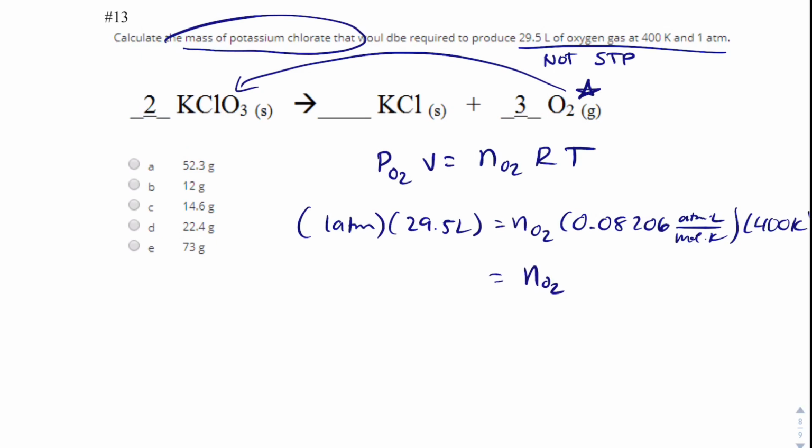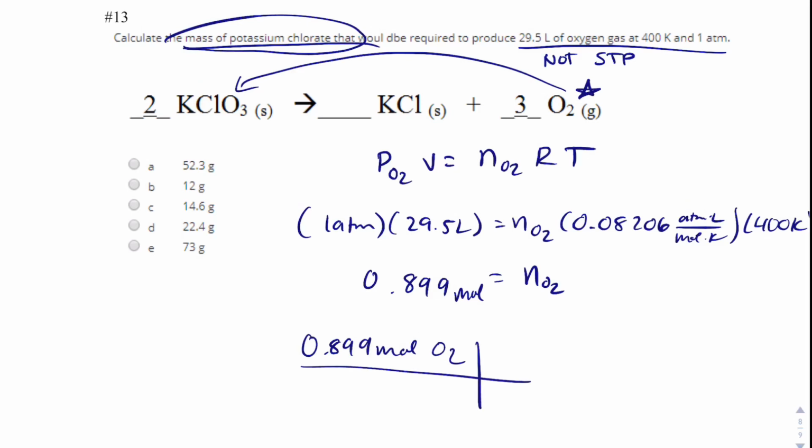Again, I'm going to trust that your math is good here at this point. I'm going to take 29.5 divided by 0.0821 or 0.08206 divided by 400, and I get 0.899 moles of oxygen. 0.899 moles of oxygen is not what I want. I want mass of potassium chlorate. So there are 3 moles of oxygen for every 2 moles of KClO3. This is my mole bridge.